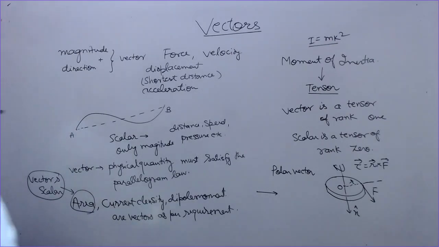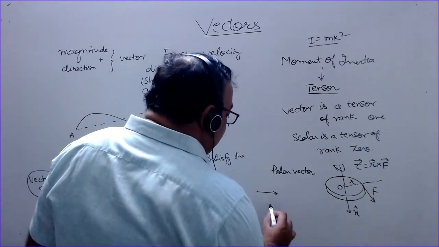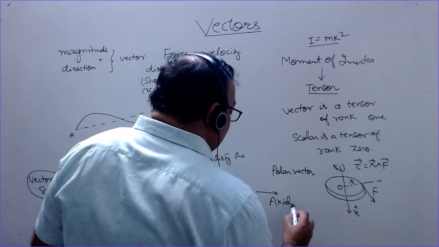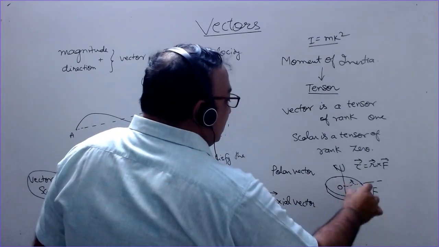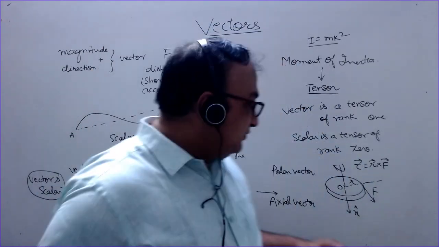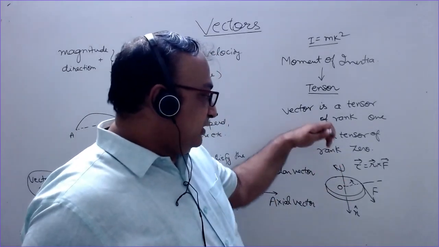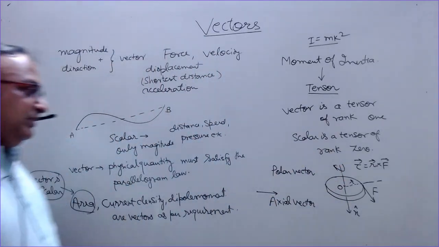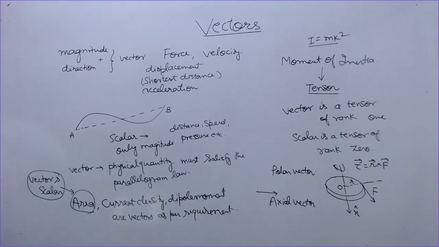Now why do we call it a polar vector? Because we have another category of vectors, axial vectors. This body is rotating. So the vector quantities related to the rotation, which always point in the direction of this axis, are called axial vectors. So we have polar vectors, which are simply called vectors, and the physical quantities associated with rotation about an axis are called axial vectors. So this is the basic about vectors.